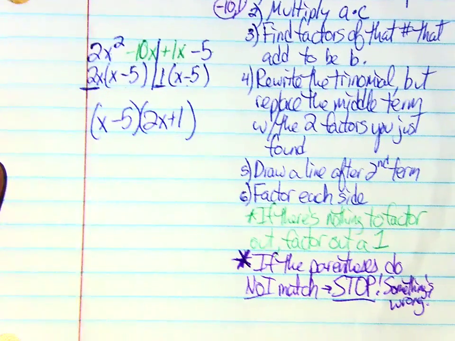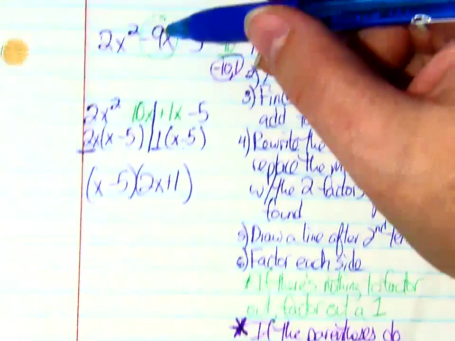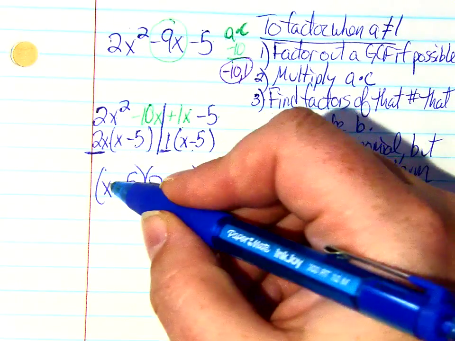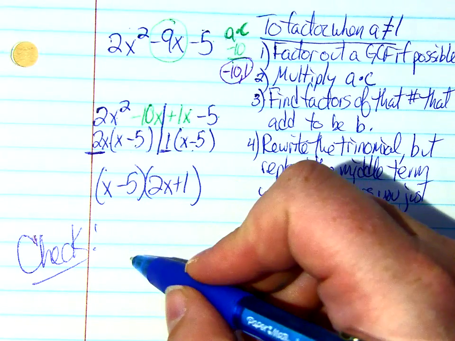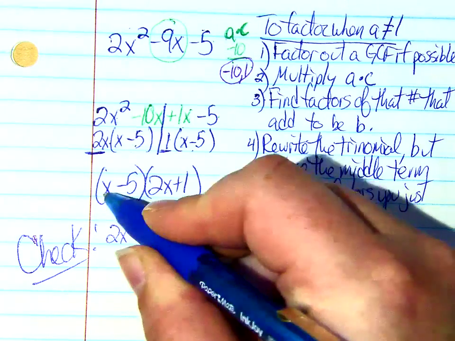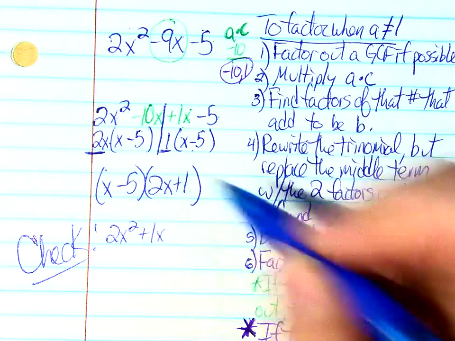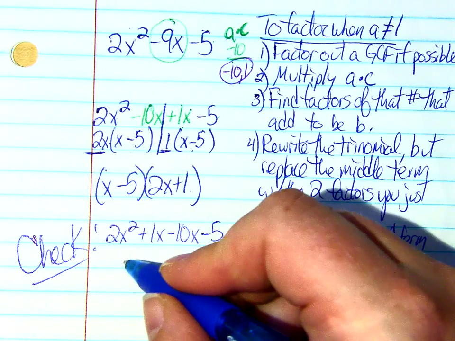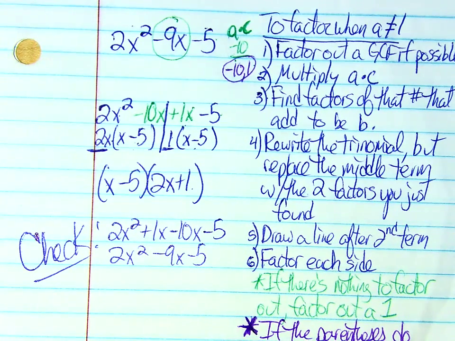So now you could FOIL those back together, and you will, in fact, get right back to the original, which was way up here, 2x squared minus 9x minus 5. So let's just try it. If I FOIL, here's our check. First, what's x times 2x? 2x squared. Outers, x times 1 plus 1x. Inners, what's that? Negative 10x. And then last would be minus 5. Put it all together: 2x squared minus 9x minus 5. You've got it.